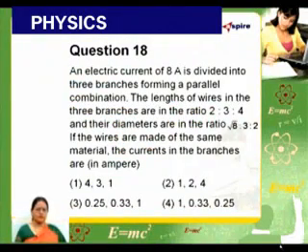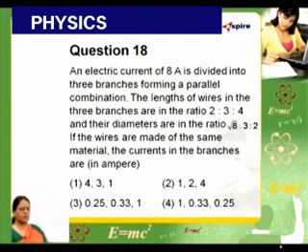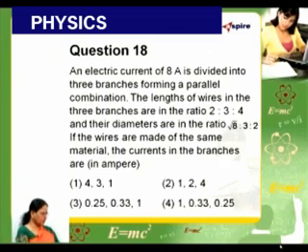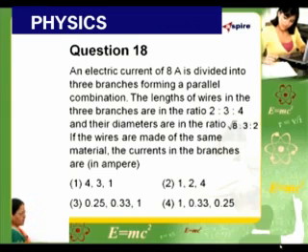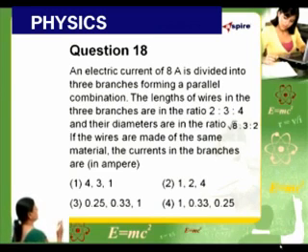Problem 18. An electric current of 8 ampere is divided into 3 branches forming a parallel combination. The lengths of the wires in the branches are in the ratio 2:3:4 and the diameters in the ratio √8:√3:2. The wires are made of the same material. We are asked to calculate the current in the branches.